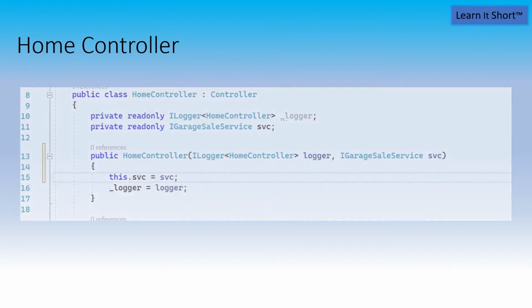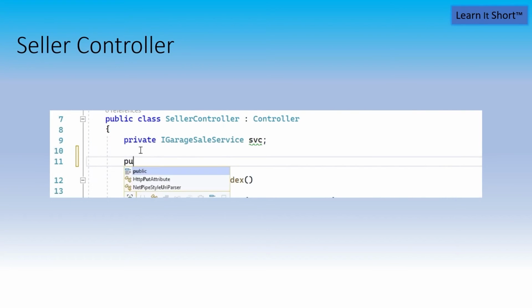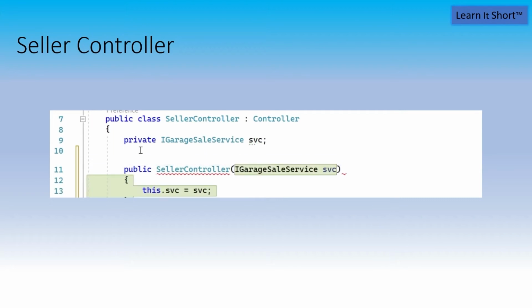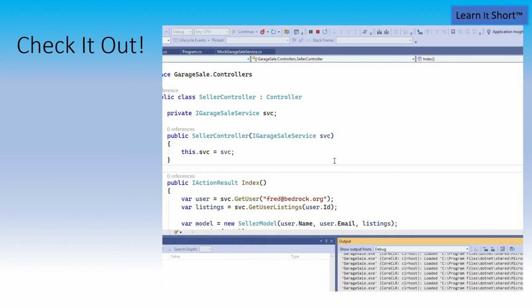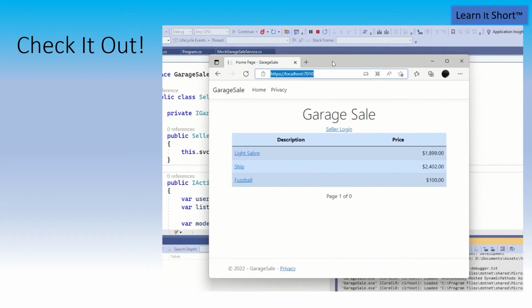All right, and in the seller controller, we don't have a constructor, so let's create one. Seller controller and pass in our service that was suggested to us. So tab, and we're all done. Now let's run it and see what happens. Make sure everything works and looks okay.